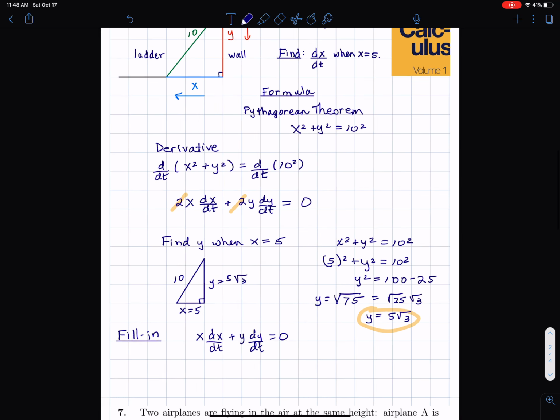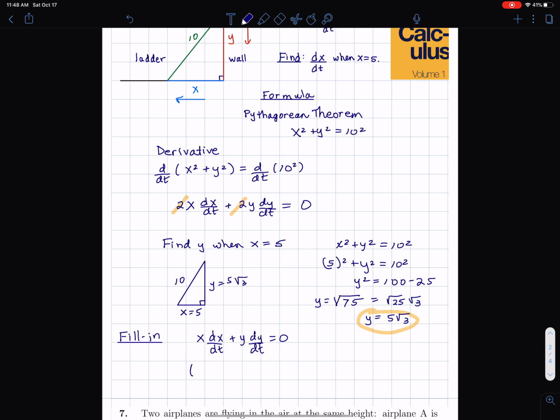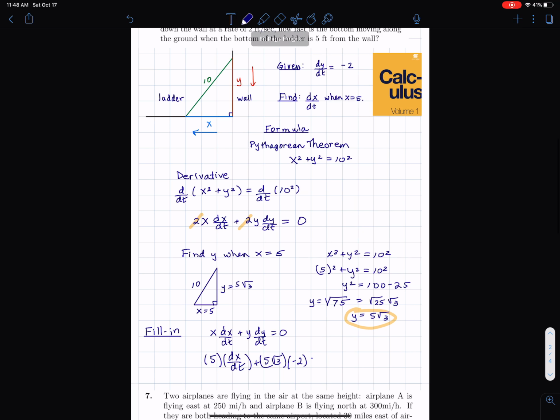What am I filling in? I'm going to fill in x is 5, because that's one of the things that's given. Or it's not really given. It's given that we're trying to find dx/dt when x equals 5. Then it's going to be times dx/dt. And then we found out when x equals 5 that y equals 5 rad 3. And then dy/dt is constant, which is negative 2. That was given. Equals 0.